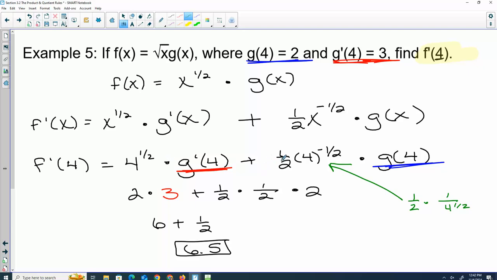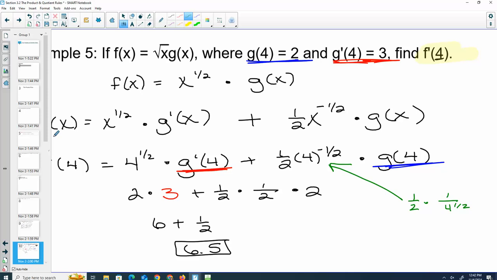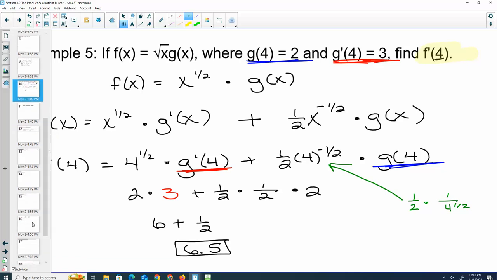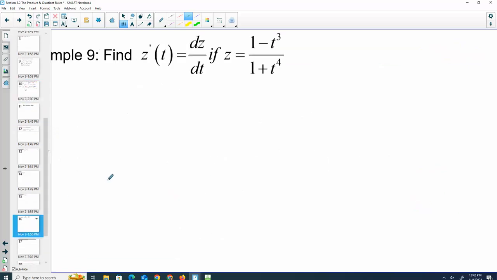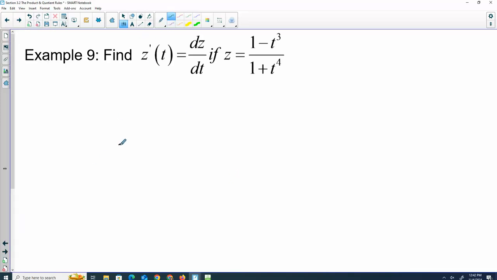Alright, are we okay there? Let's go to example 9. I think that's where we ended. So this is the multiplication one. Find z prime of t equals dz dt. So I'm just saying do the derivative. I showed you a couple different notations. If z is equal to this.